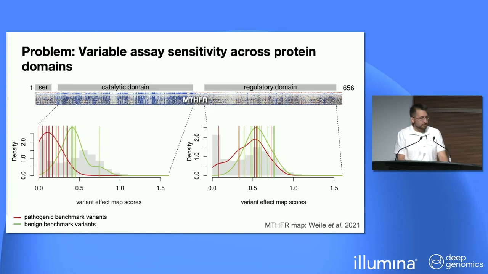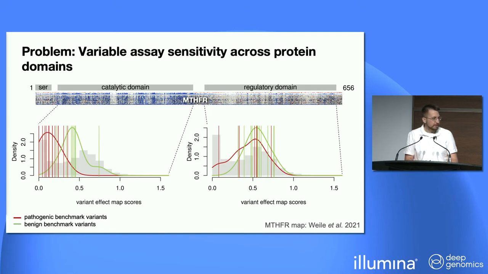Another problem that I wanted to talk about is what happens if your gene is particularly long and falls into multiple regions or multiple domains, and you might notice that there are some stark differences in the behavior between those two domains. The map that I'm showing here is that of MTHFR, and you may already see in that small pictogram of the VE map itself that there are some visible differences in the behavior between the two domains, the catalytic domain and the regulatory domain that you see here.